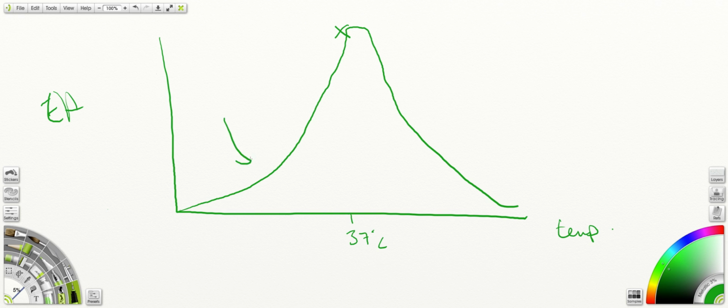Where it's a low temperature, so here the temperature is lower, there's not enough energy. So there's not enough energy, which means that the rate of reaction is going to be slow. So rate of reaction is equal to slow. It's going to be slow.